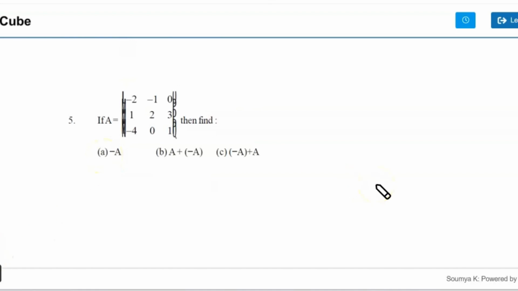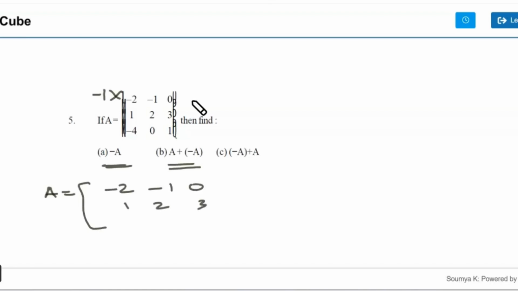Next question is the fifth one. Fifth question, it is asking for minus A. So just multiply minus 1 to the whole matrix. Then comes A plus minus A. Let's check whether you will get 0 or not here, because it is getting added to its negative. Okay, so A matrix is this. Then consider, and minus A is this.